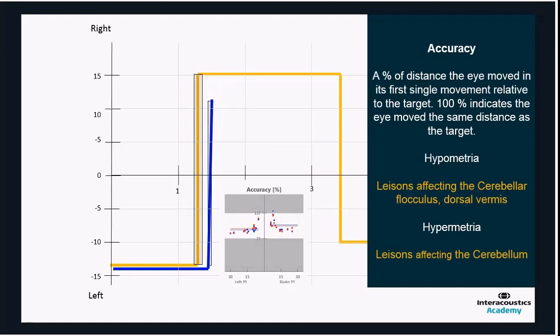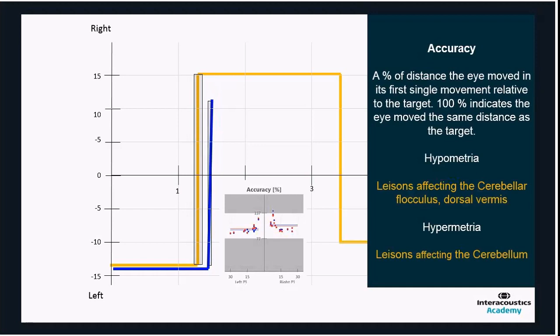And again, these could be lesions that are affecting the cerebellar flocculus or the dorsal vermis. Or we may have a movement that's actually exceeded the target movement, and then a correction has been placed back on the target. And again, these would be more consistent with lesions within the cerebellum.